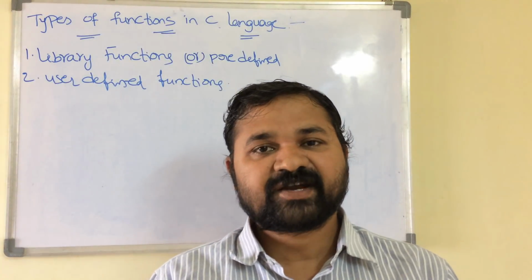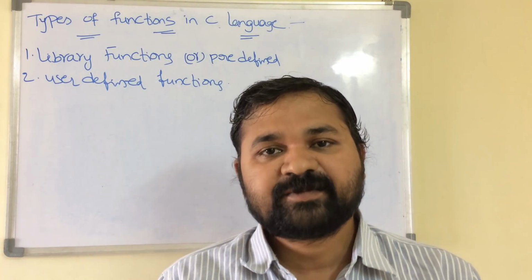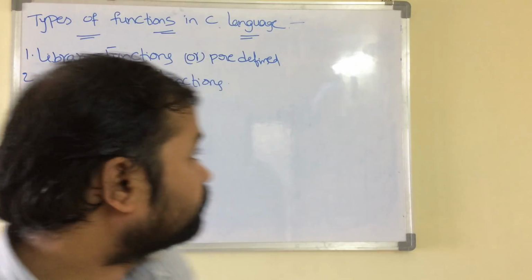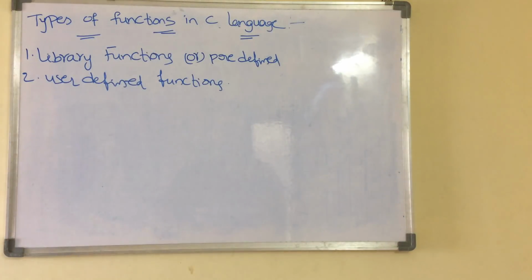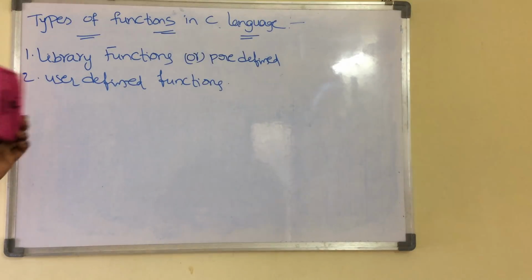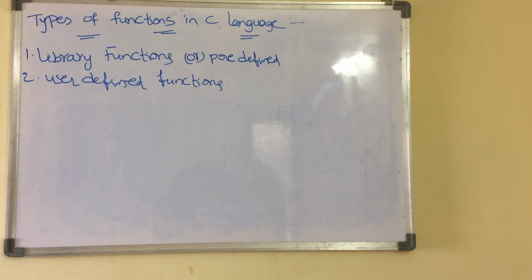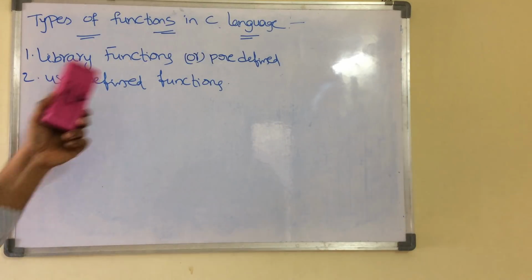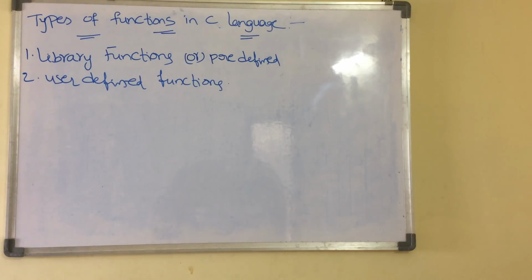In this class, we are going to discuss types of functions in C language. In C language, functions are mainly classified into two types. First one is library functions or predefined functions. Second one is user-defined functions. Let's see the first one, library functions or predefined functions.